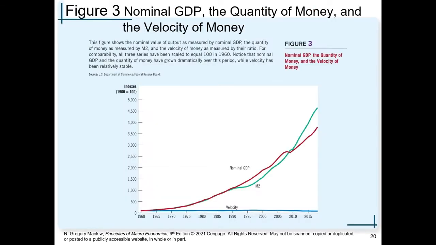We're going to look at the velocity of money. We can actually calculate it, and we have. When we look at this graph, red is the nominal GDP, M2 is the money supply, and this blue line at the bottom is velocity. So even though nominal GDP has been increasing and M2 has been increasing, the velocity has stayed constant.